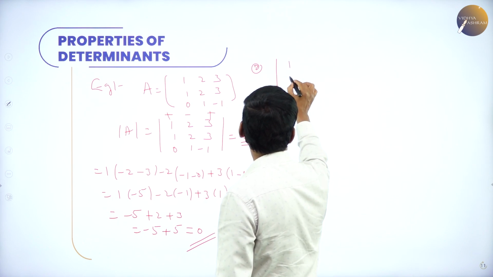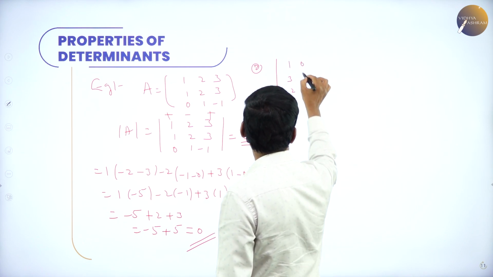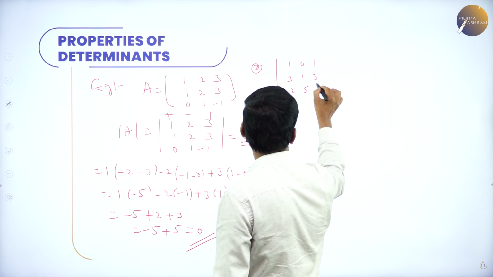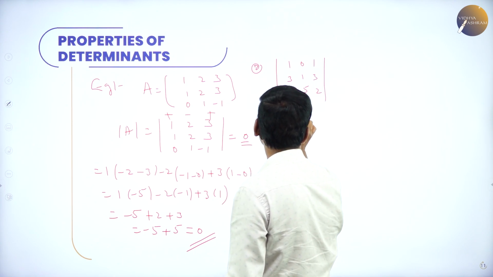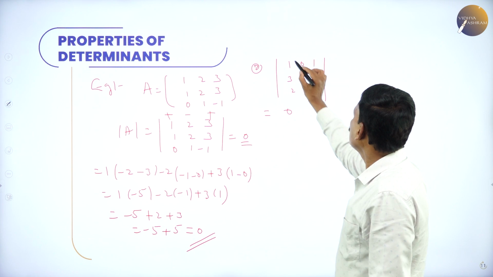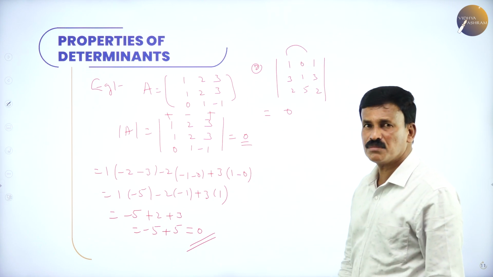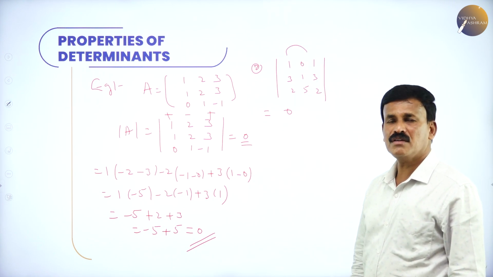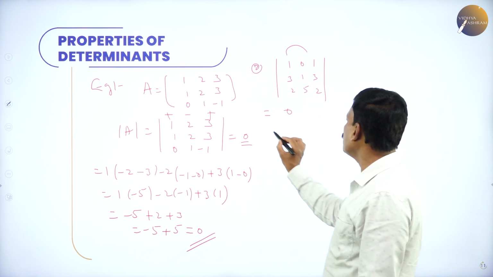Determinant 1 3 2, 0 1 5, again 1 3 2. The value of this determinant is also equal to 0 because first column and third column are same. If I expand, I will get the same answer. If you want, you can verify.